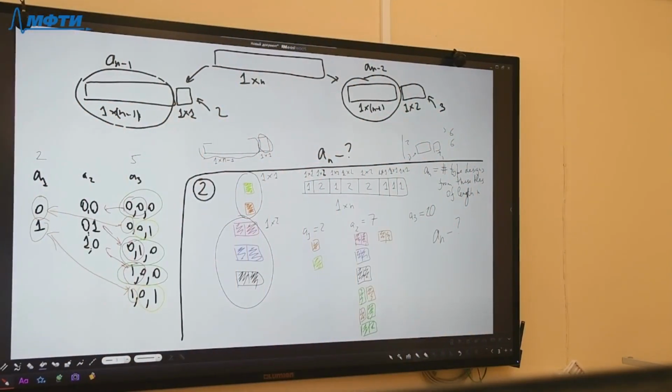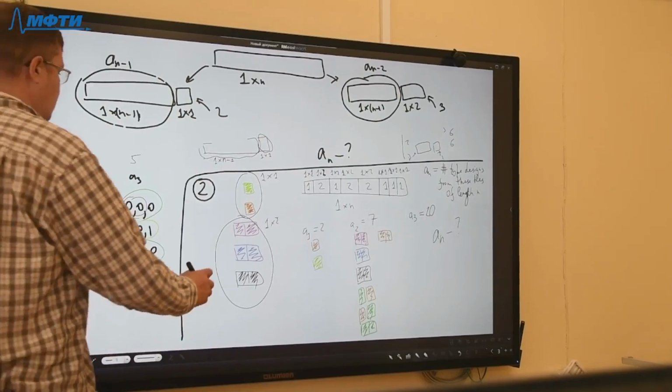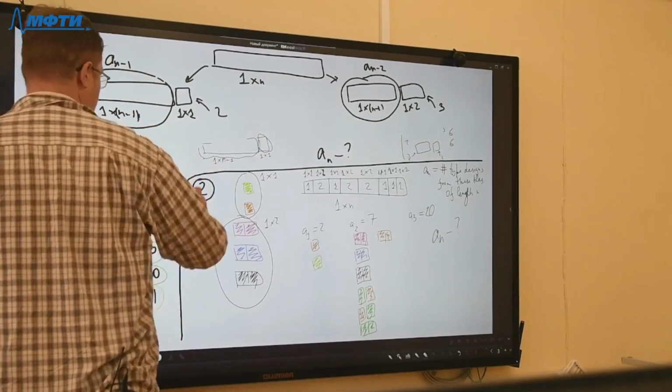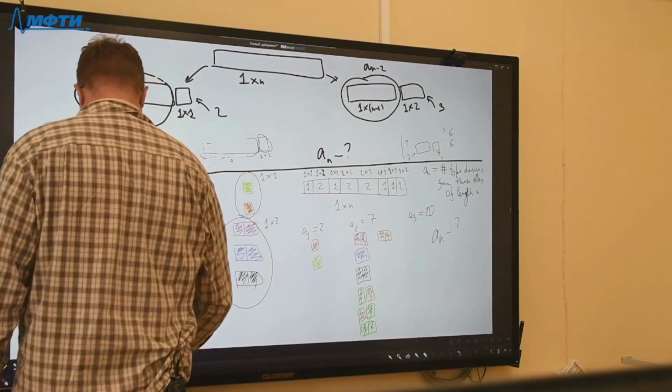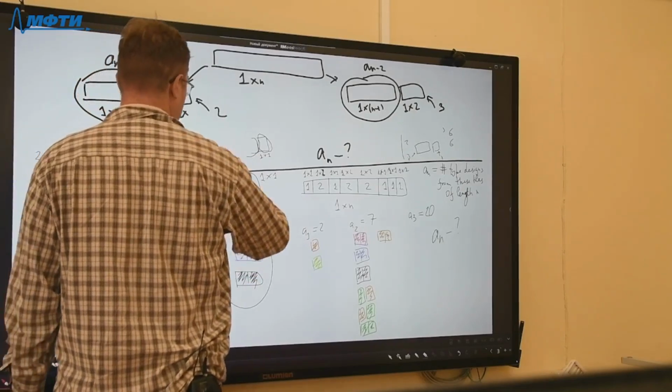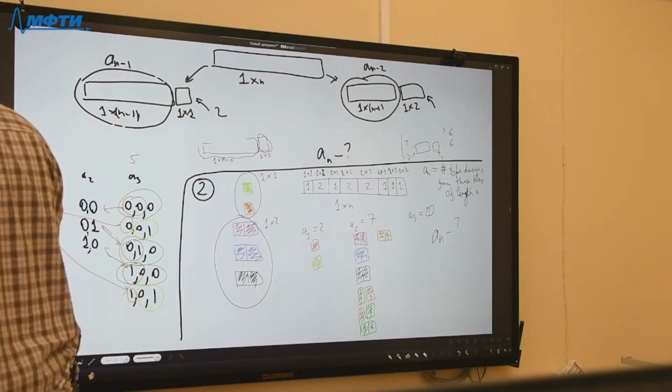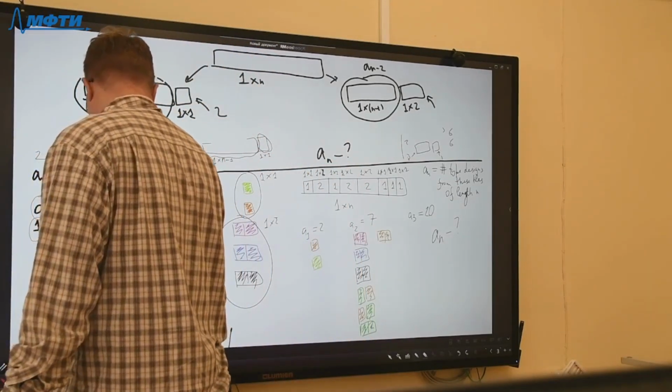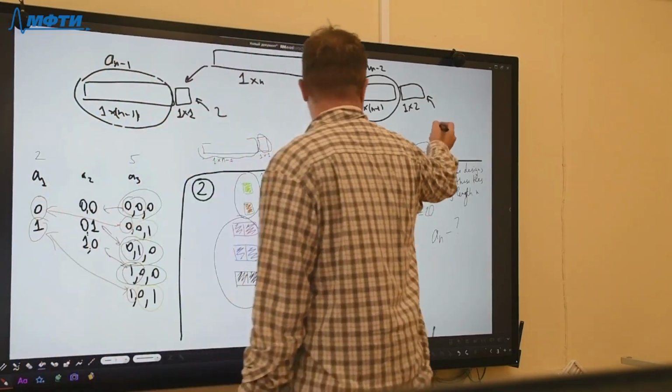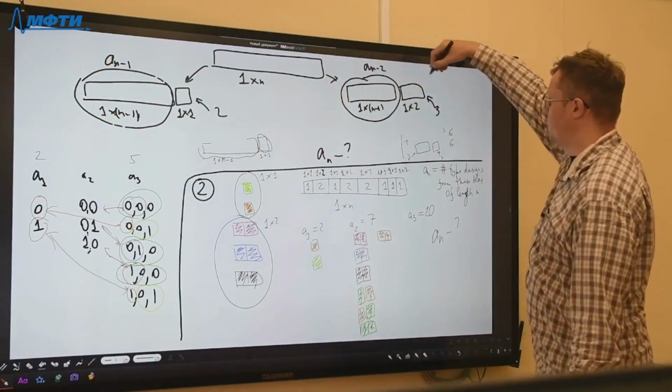And from this we can easily get the recurrence relation for the union. Yeah, it's the union of them. So we can take the sum of these variations.